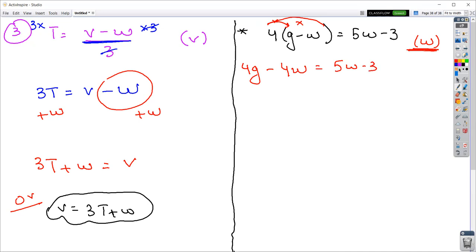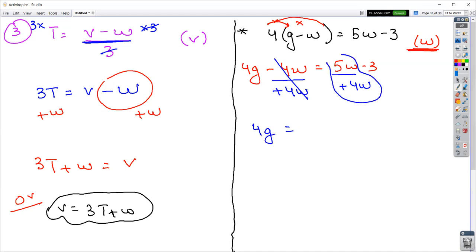Now, clearly we can see that we have got the w on the left-hand side, and we have a w on the right-hand side. We need to make the w's be written on one side only. So we always try not to leave the w with the negative sign. Here, this is a −4w. To change that into a positive, we do +4w on both sides. When you do that on both sides, −4w and +4w would cancel, and you'll have just 4g on the left-hand side.